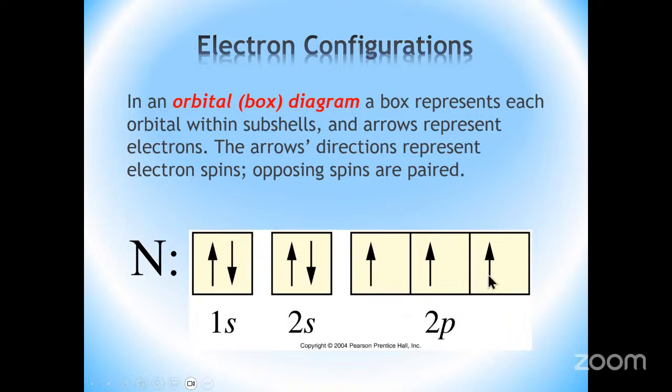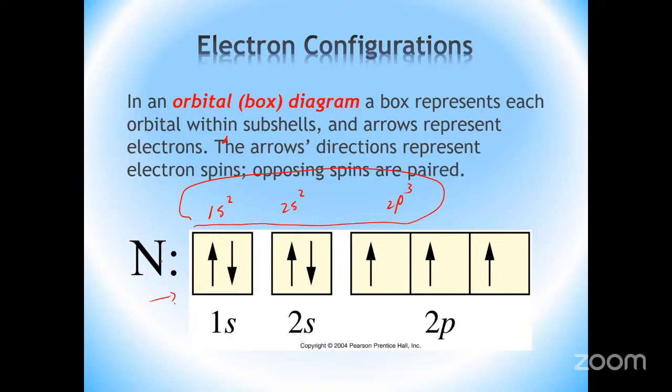If I were to use the SPDF notation to represent this, then it would be 1s2, 2s2, 2p3, right? So this would be the SPDF notation, and this would be the orbital diagram notation, all right? So these are two different ways that you can represent the electron configuration.